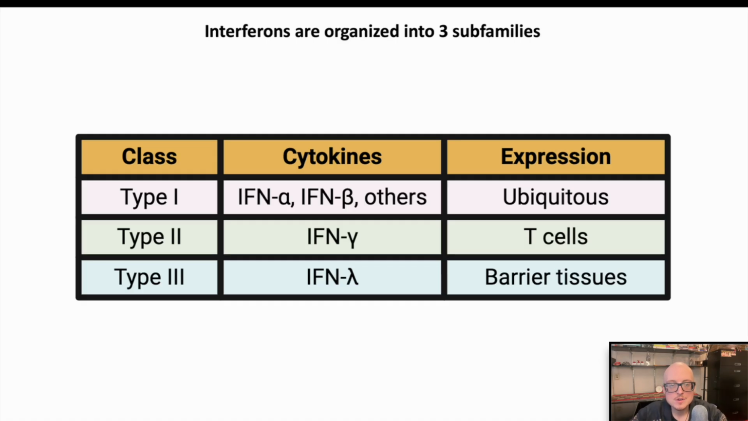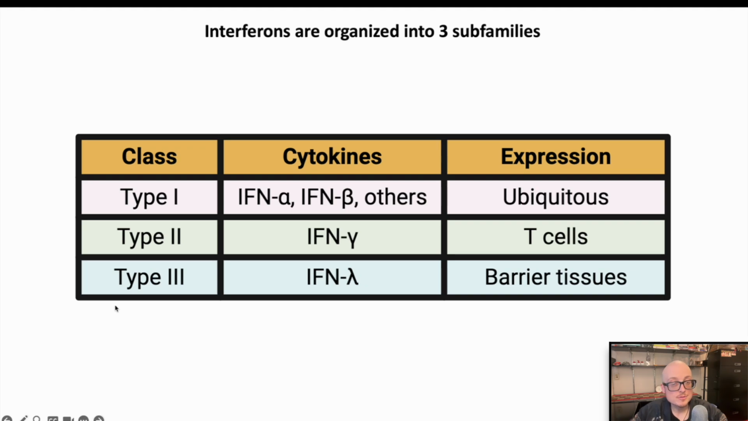However, the other types are a bit more specialized. Type 2 interferon is primarily associated with the ligand interferon gamma, and this mostly is expressed by T cells, cells of the adaptive immune system. You can find examples of interferon gamma being expressed by other cell types, but by far the most common and the most abundant source of interferon gamma tends to be activated T cells. And so for that reason, type 2 is a bit unique among the interferons because it is more associated with adaptive rather than innate immunity.